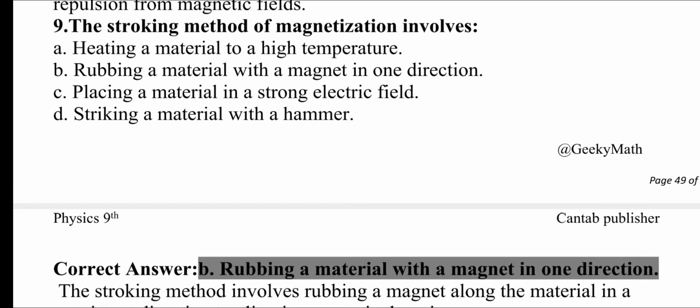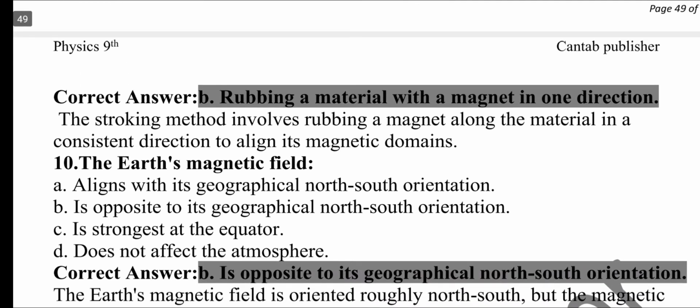Question number 9. The stroking method of magnetization involves: option A, heating a material to a high temperature; option B, rubbing a material with a magnet in one direction; option C, placing a material in a strong electric field; option D, striking a material with a hammer. Correct answer is option B, rubbing a material with a magnet in one direction. The stroking method involves rubbing a magnet along the material in a consistent direction to align its magnetic domains.